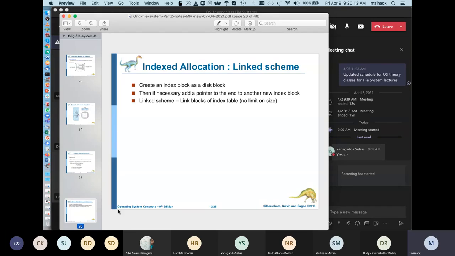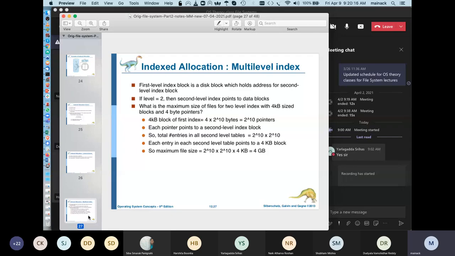So this is our first scheme, that is the linked scheme. Now, a variant of this linked representation uses a first level index block to point to a list of second level index blocks, which in turn point to third blocks. So you have one index block, and in the original indexed allocation, entries in that index block are basically pointers. And those pointers point to data blocks in the original implementation of indexed allocation.